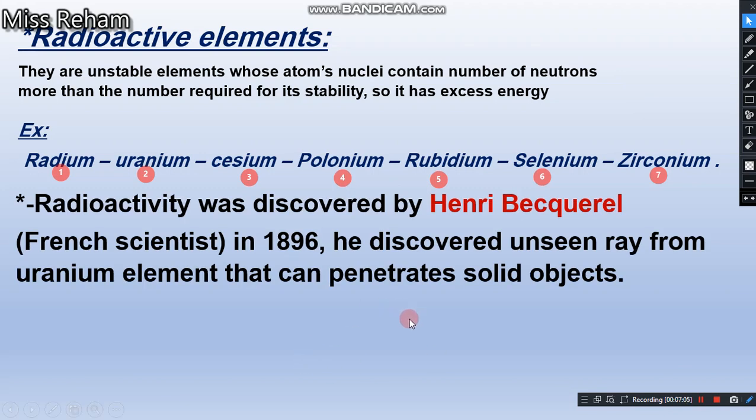Okay, these are the points about Henri Becquerel, the scientist. Radioactivity was discovered by Henri Becquerel. This is the name of the scientist, a French scientist, in 1896. He discovered unseen rays from uranium element. Uranium is an example of a radioactive element. The ray can penetrate solid objects, not uranium. Okay, guys.